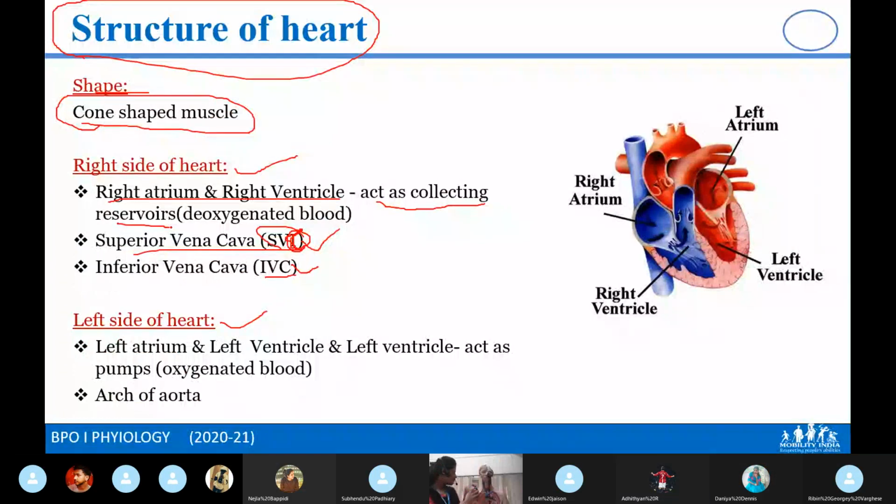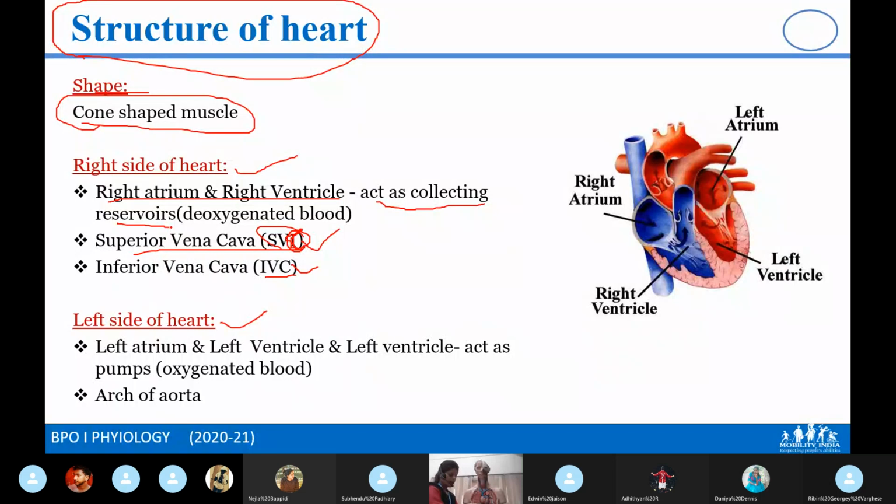Right atrium and left atrium. Now this is the heart. Okay. So here this is the superior vena cava and here comes the inferior vena cava.